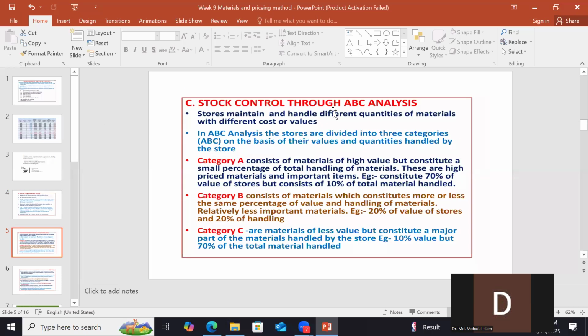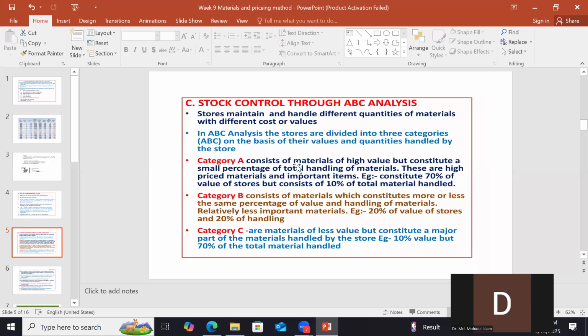Another option is stock control through ABC analysis. What is ABC analysis? In this method, the materials or products are divided into categories: category A, category B, and category C. The important and significant products or materials are categorized in the names A, B, C. For this reason it is called ABC analysis. Now I am going to category A.